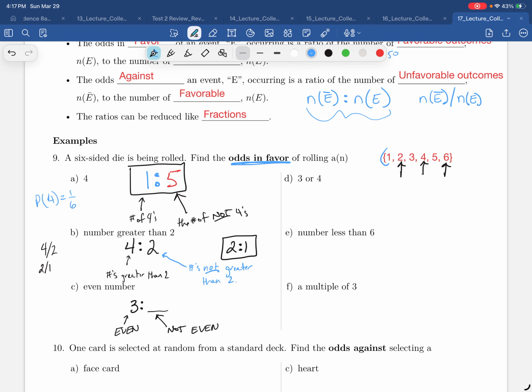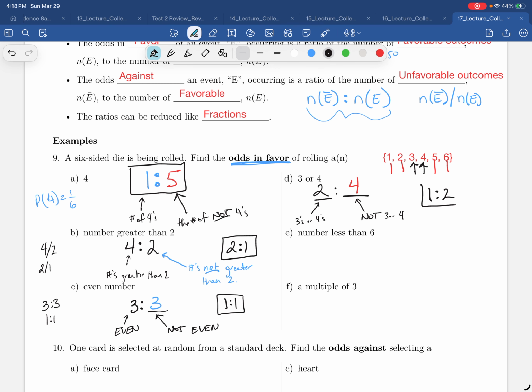Next, a 3 or a 4. I can see there's 2 of those. So the first number is the 3s or 4s. And in that case, there's 2 of them. And then the next number we have not 3 or 4. And we go through and count all those. We'd say 1, 2, 3, 4 of them. So 2 to 4, which would also reduce down to 1 to 2. We got that just by dividing a 2 out of each of those numbers. 2 is a GCF of both 2 and 4.